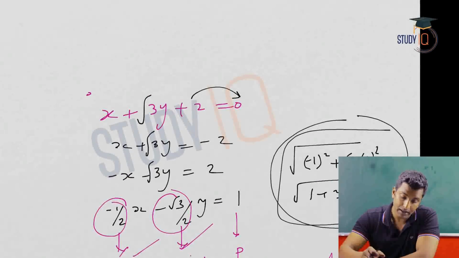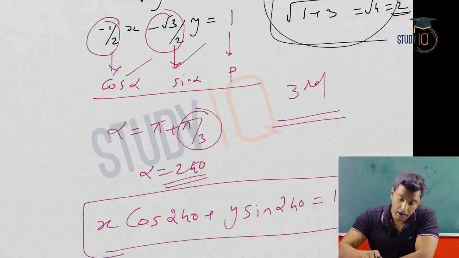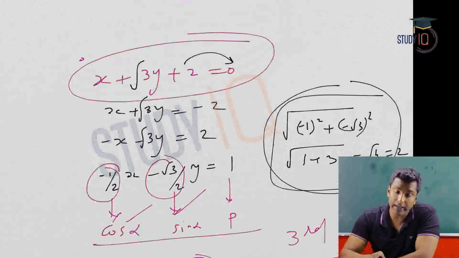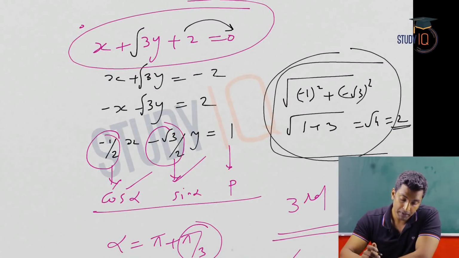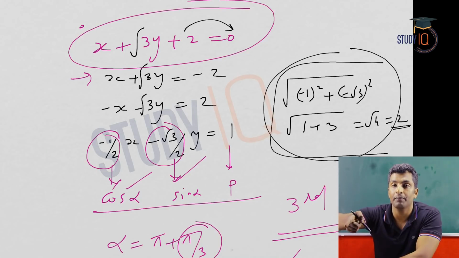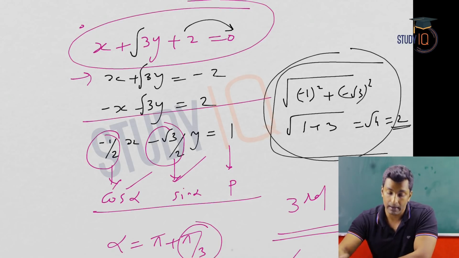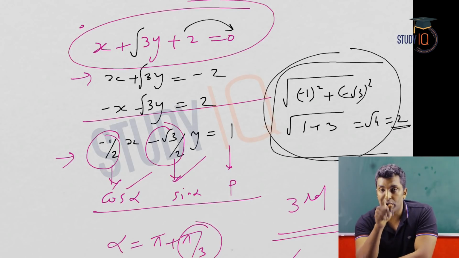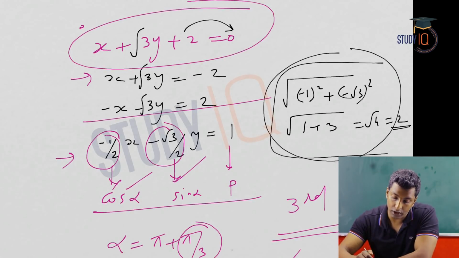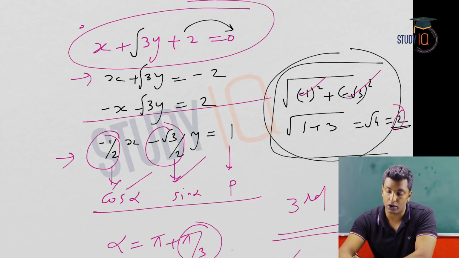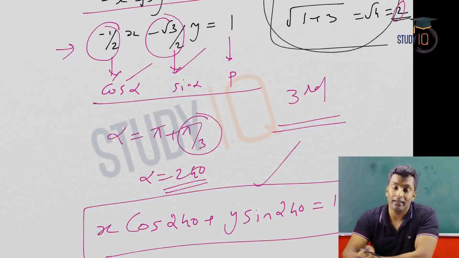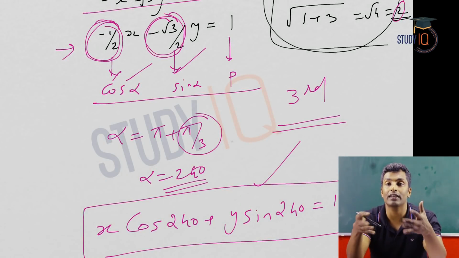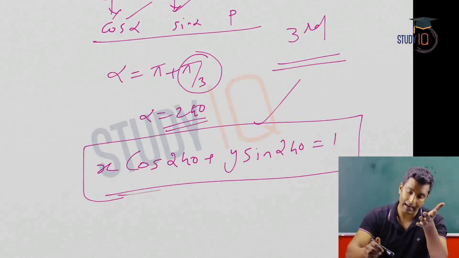What was given was the general form, which we converted to normal form, and this is how you'll get questions. The steps you need to know for the conversion: first, take the constant to the right hand side and make it positive. Second, divide with the square root of coefficient of x square plus coefficient of y square, which here you got as 2. Once you divide, you get your cos alpha and sin alpha, and depending on the sign you decide the quadrant, then you can get the angle. Once you get the angle, you can directly write it.